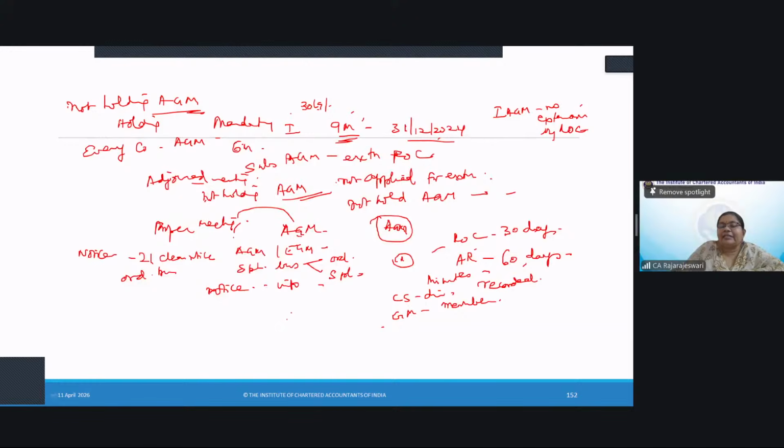And copies can be taken, provided not more than 10 rupees is charged per page. And you can also give it free of cost if he asks for a soft copy for the immediately preceding 3 financial years. If only a soft copy is asked, you need not charge him. It can be given free of cost.